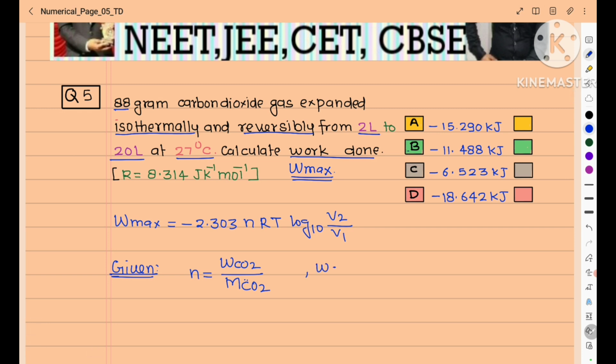So W CO2 is given in the question, that is 88 gram. Now we have to find M CO2, the molar mass of carbon dioxide. So we have to find C plus 2 times O. So it is 12 plus 2 times 16. So it overall is 44 gram mole inverse.